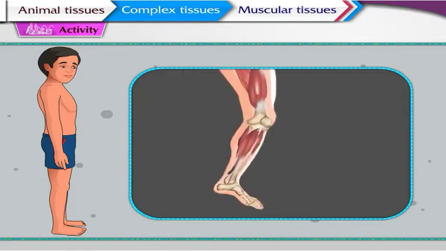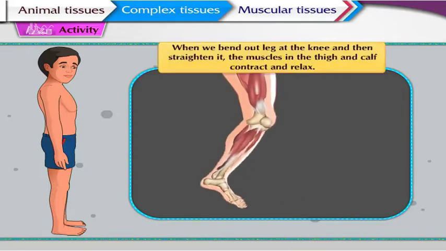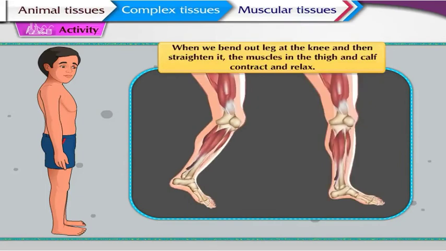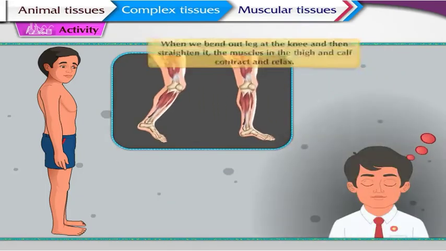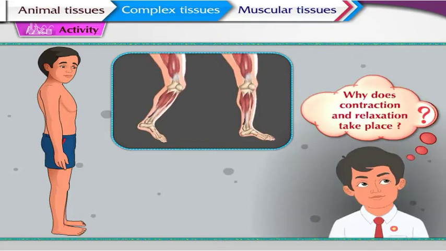In the same way, when we bend our leg at the knee and then straighten it, the muscles in the thigh and calf contract and relax. Why does contraction and relaxation take place?